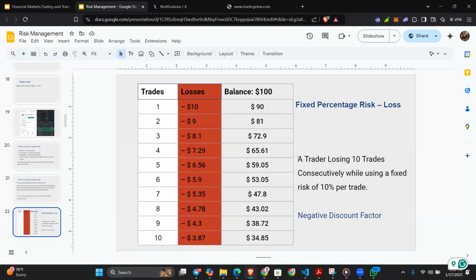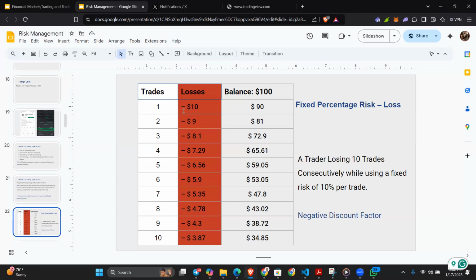Now, you agree with me that a trader who actually understands or knows what he or she is doing can never have 10 losses at a stretch, even without a single win in between, right? But let's just say that this trader has 10 losses at a stretch, without any win in between. If this trader is using fixed percentage on a $100 account, and he's risking 1% per trade, in the first trade, he's risking 1%. So the loss in the first trade is $10. So he has $90 left.